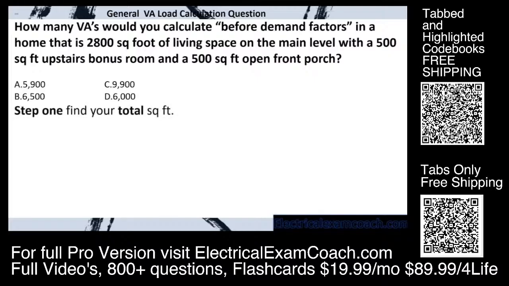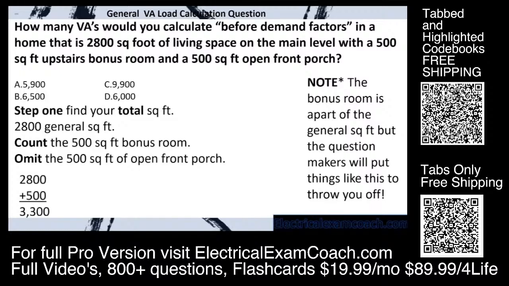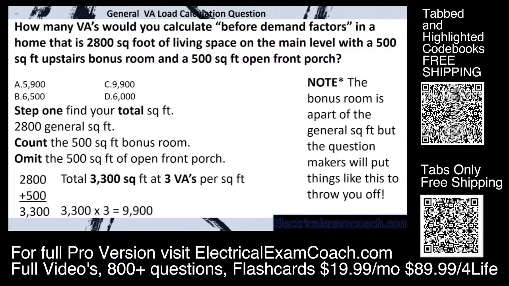First thing we're going to do is total our square feet. Of course, we're going to count the 2,800 of general, but what about this bonus room business? Yes, we will count the 500 square foot of bonus room. I want to note that the bonus room is a part of the general square foot, but the question makers will put things like this in your test to throw you off. Then we are going to omit the open front porch. We total all this up and we get 3,300. Now we take our square feet multiplied by 3 VAs per square foot, and we're going to select C.